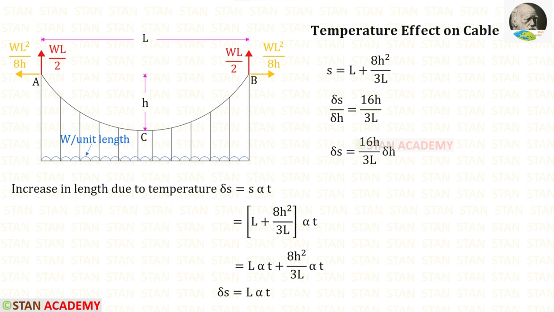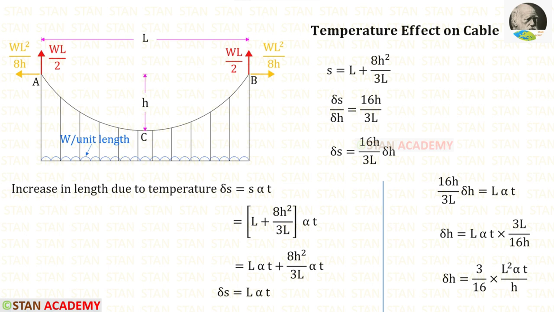There is one more expression for the increase in length due to temperature. That is S into alpha into T. For S, we can apply this. Then let us multiply both of these. This term will be very small, so we can eliminate this term. No need to consider that. In this case, for delta S, we will have L alpha T. Now let us equate these two terms. We can take this term on the other side, so it will come inversely. L into L, it will be L square. For delta H, we have made this expression.